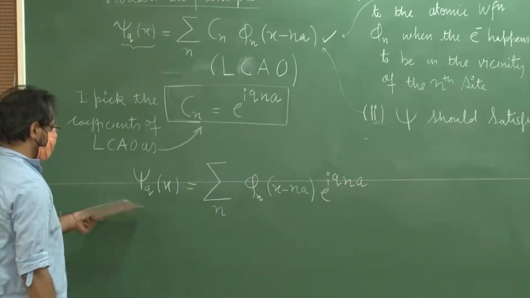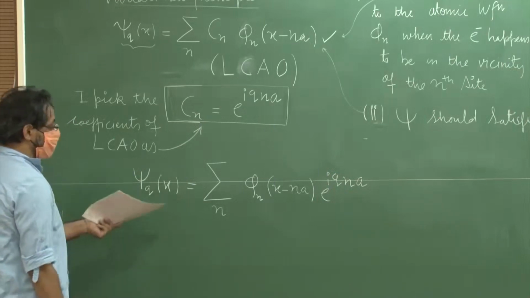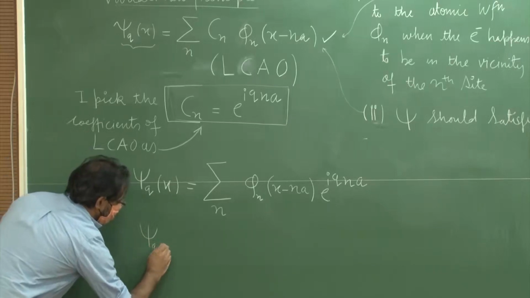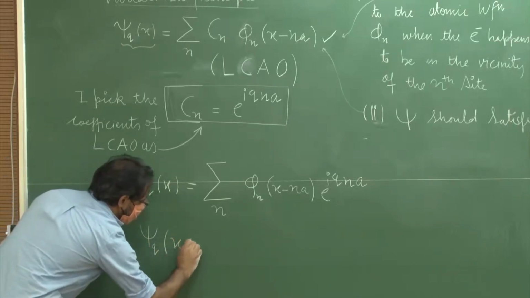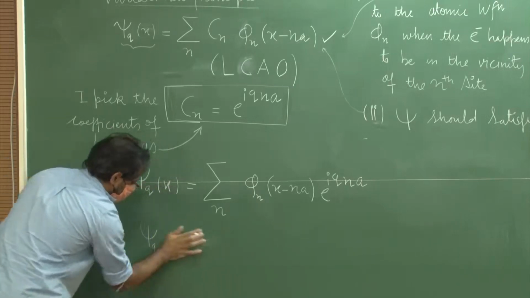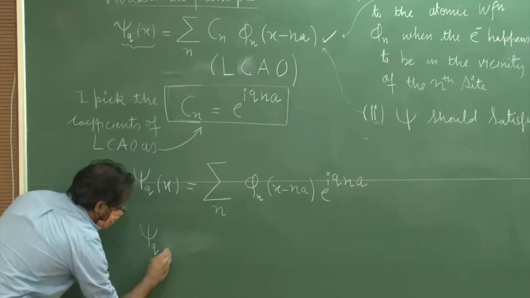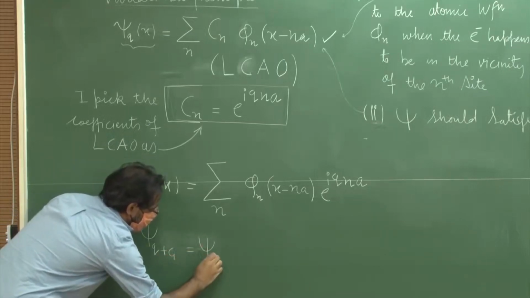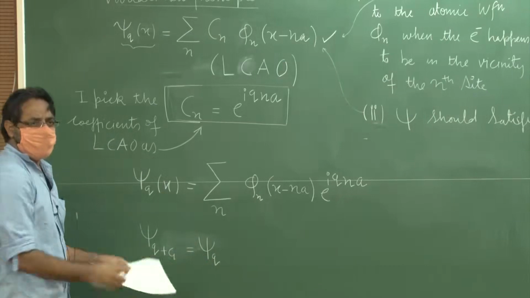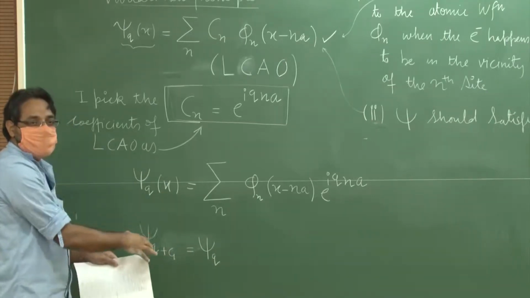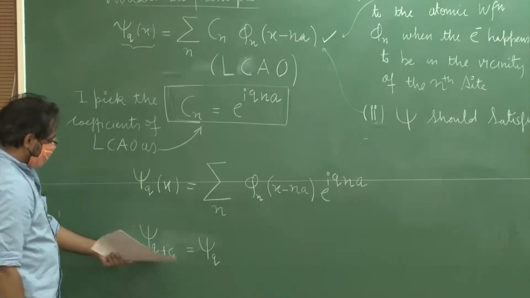Would you like to test whether it's a Bloch function or not? The test is simply this, that it should have the periodicity: psi of q plus g should be equal to psi of q. Isn't it? We just proved it. Or you can try proving that mod psi square at x plus r is equal to mod psi square at x. So do you see that?